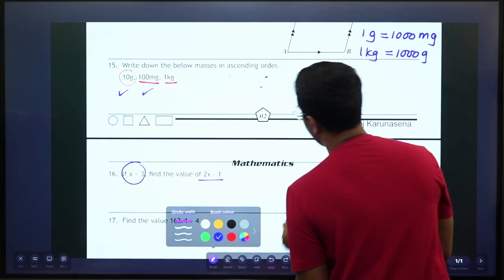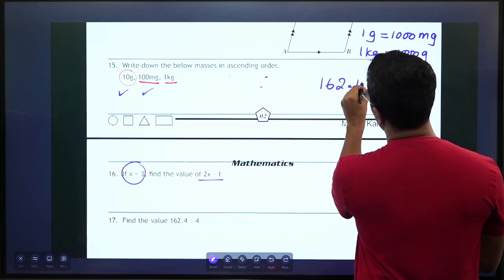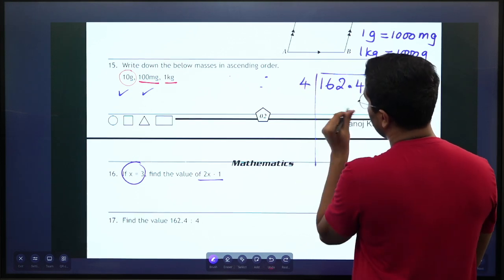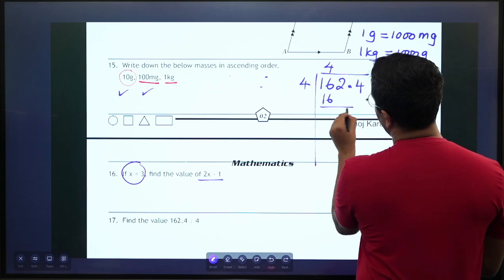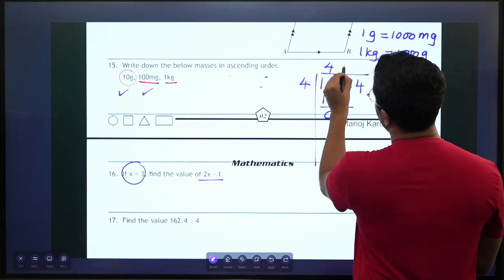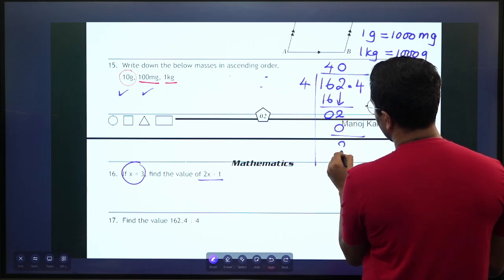162.4 divided by 4. You are dividing it by 4. 4 into 16 gives you 4. Remainder is 0. Let's bring down this 2. 2 divided by 4 is 0. 0 times 4 is 0. 2 minus 0 is 2.